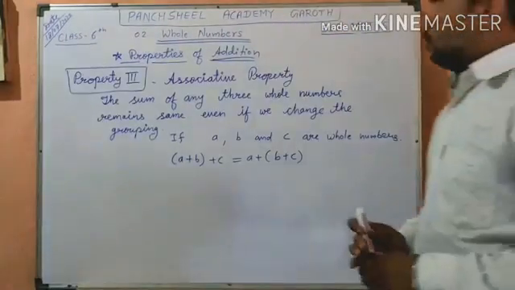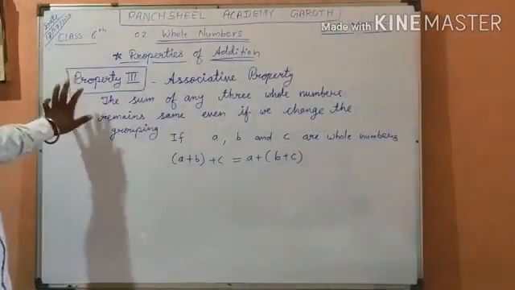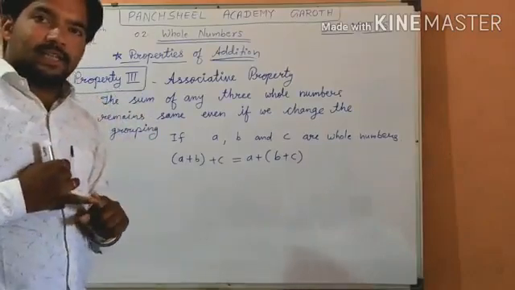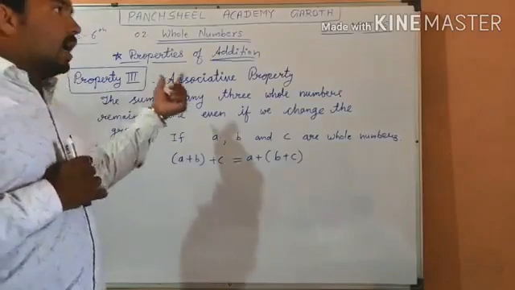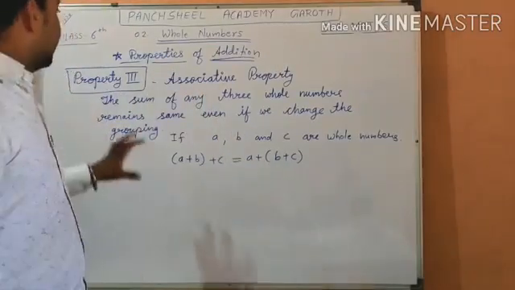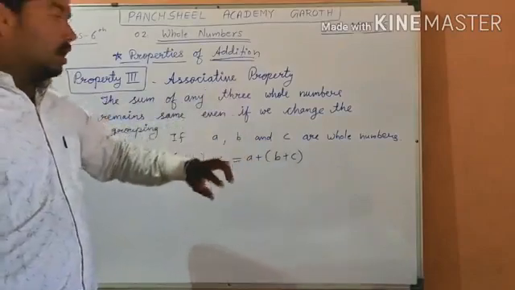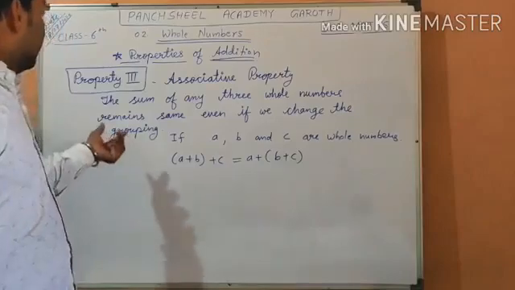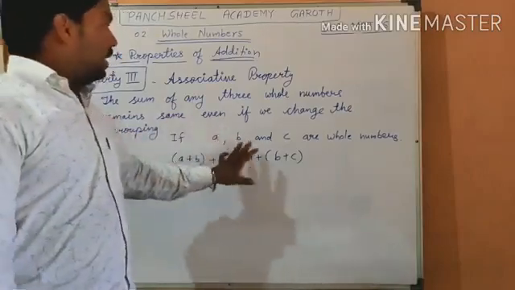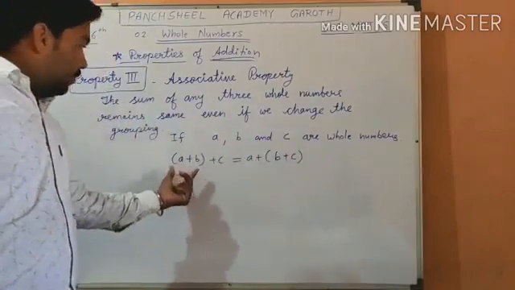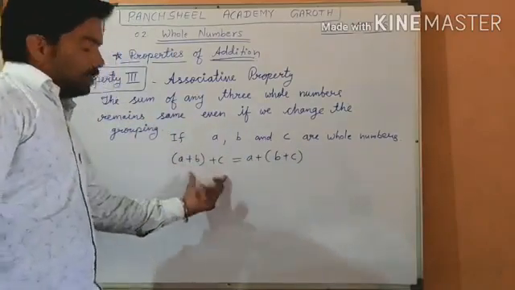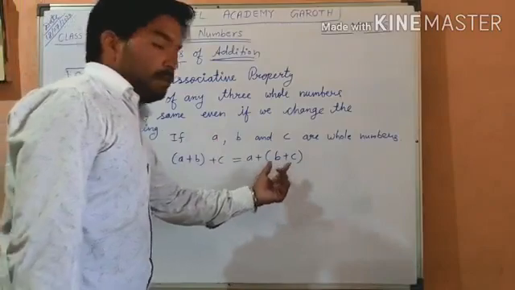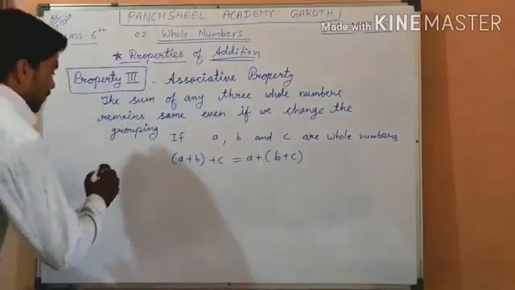Now in the properties of addition, the first is the closure property, the second is the commutative property, and the third is the associative property. Associative means the sum of any three whole numbers remains the same even if we change the grouping. If A, B and C are whole numbers, then A plus B, then plus C, equals A plus B plus C with B and C grouped first. We can verify it.